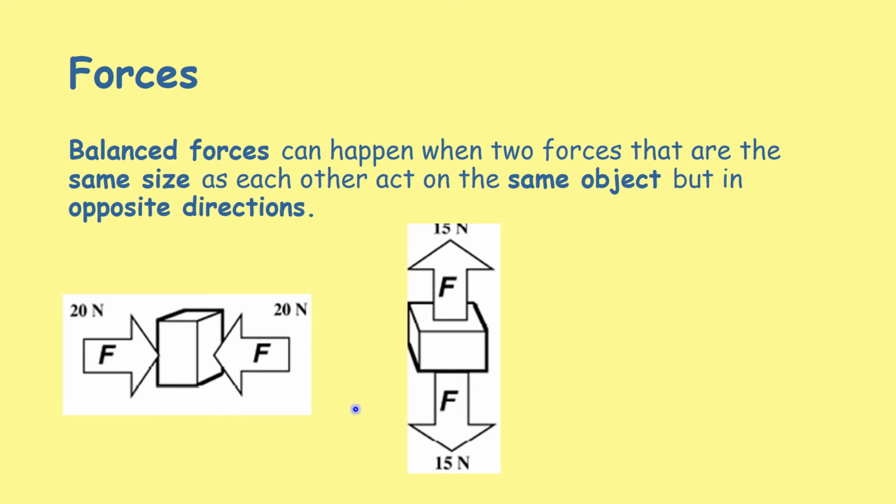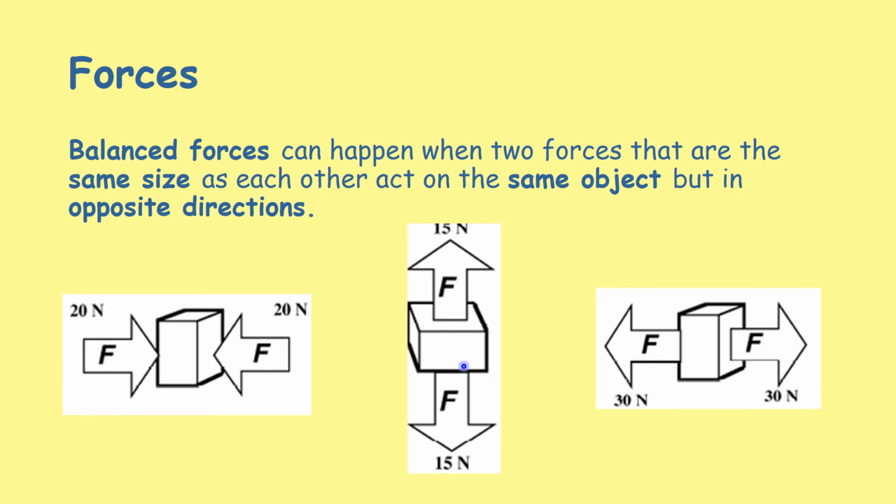Our second diagram shows a box again. This time there is a force acting upwards, which is 15 newtons, we can see that just here. And there is a force pulling downwards, again 15 newtons. Because these forces are acting in opposite directions and they are the same size, again, these are balanced forces. This is the same with our third diagram as well. We have a box, we have forces acting in opposite directions on the box and they are the same size, both 30 newtons, therefore the forces are balanced.